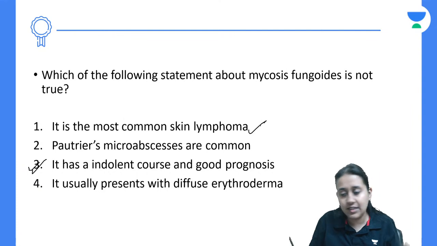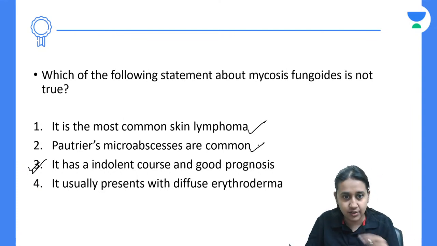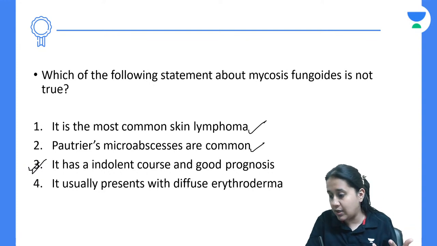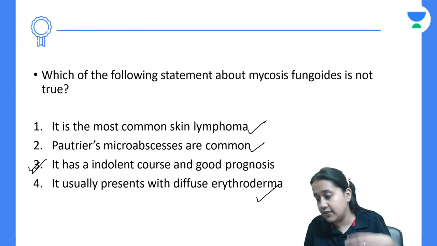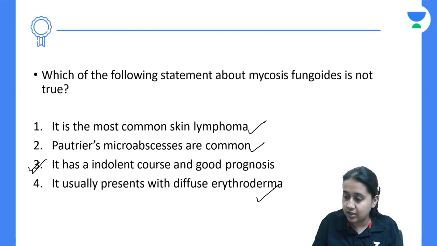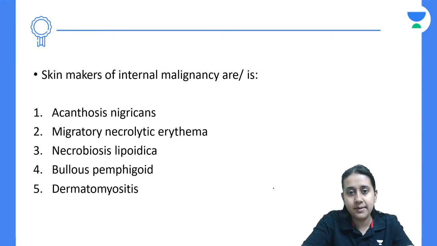It is the most common cutaneous lymphoma. Yes, that is true. Pautrier microabscesses are common. Again, that is true. What is a Pautrier microabscess? It is a collection of lymphocytes in the epidermis, and it usually presents with diffuse erythroderma. That is also correct. Now tell me what is the answer.